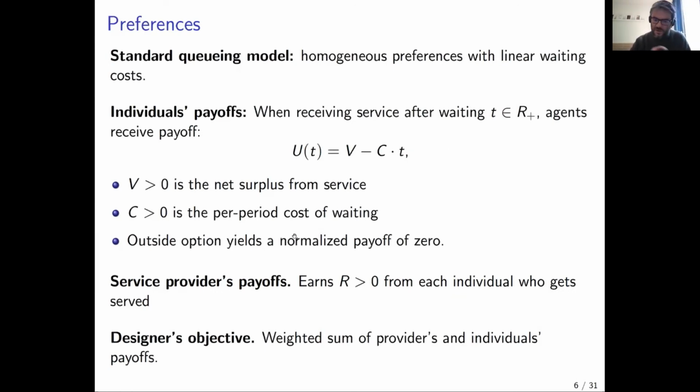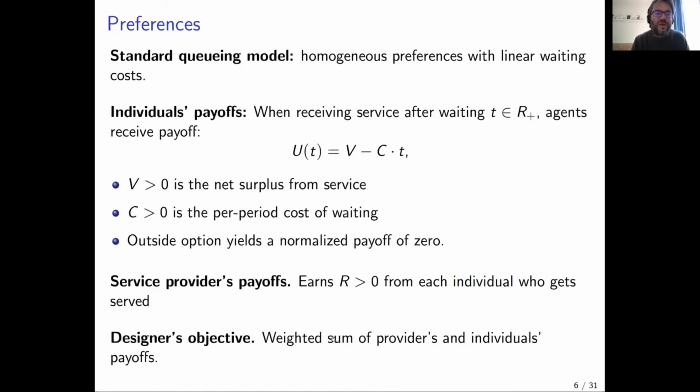Now, what about the service provider? It's going to be very simple. I'm just going to assume that each time service occurs, so each time an individual in the queue is served, the service provider gets a flow payoff of R. And finally, the designer's objective: I'm going to be informal at this stage. It's going to be a weighted sum of the service provider's payoffs and the individuals' payoffs. I'm going to describe this more formally later on, but let me stick to this at the moment. The designer's objective is a weighted sum of service providers' payoffs and individuals' payoffs.